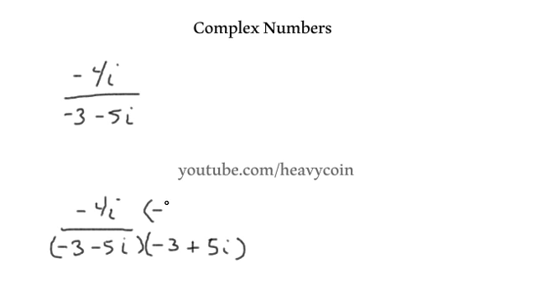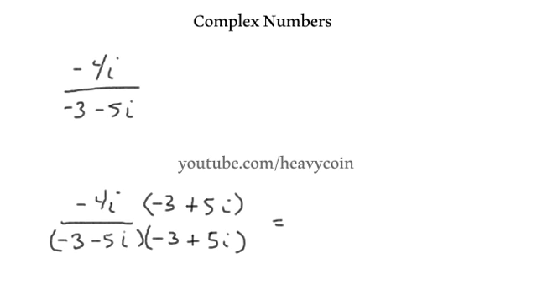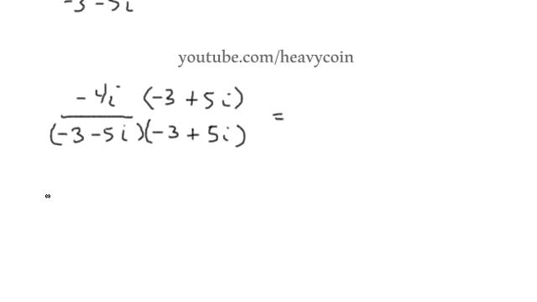We've done this in the past. I just never called it that. All right, so -4 times -3. Actually, I think what I'm going to do here is just write it down here. -4 times -3 is positive 12i. -4i times plus 5i is going to be minus 20i squared.